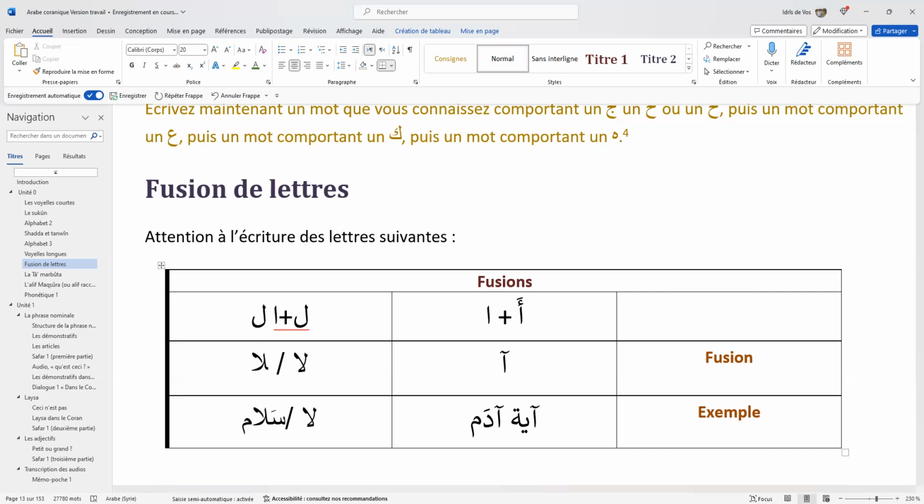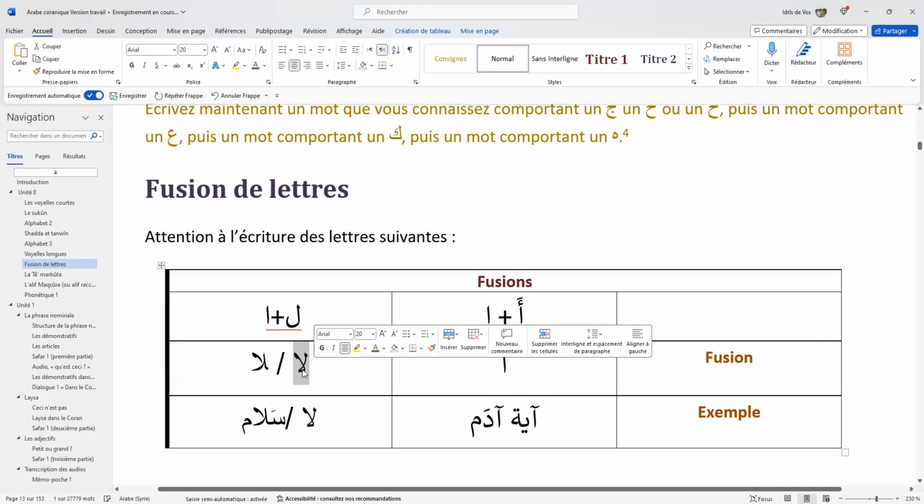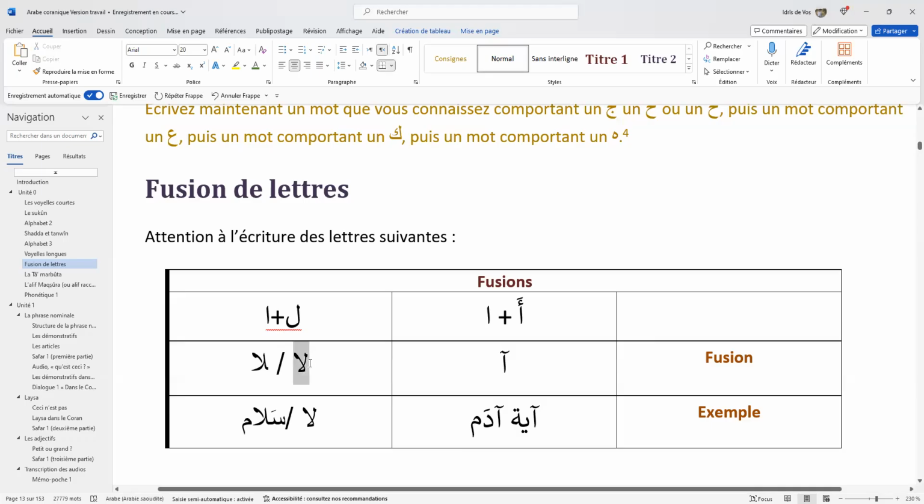When you have a lam followed by an alif, they merge, and depending on the script and their position, they'll be written either like this or like this. Generally, when they're detached, they'll be written like this, and otherwise, if they're joined, like this. These are the examples we have below: la, the negation, and salam, peace. There you see it in the middle of a word, written like this.